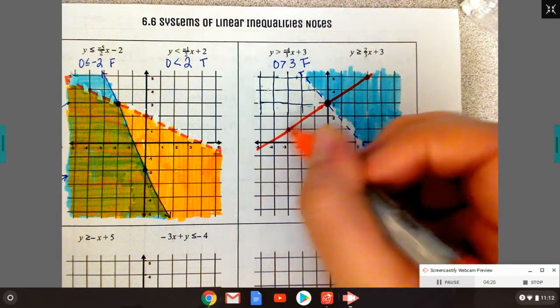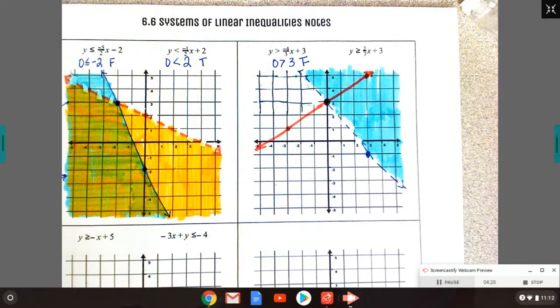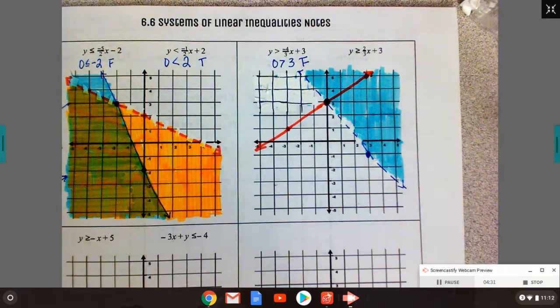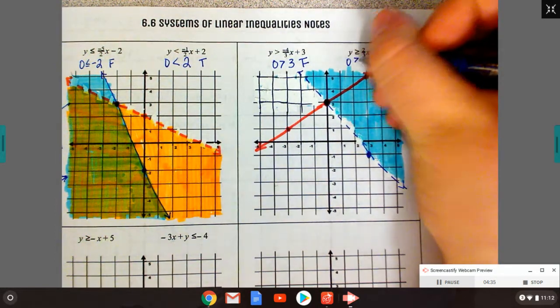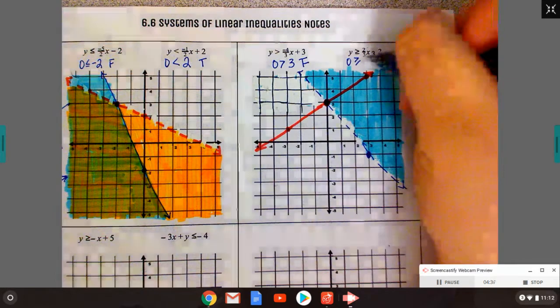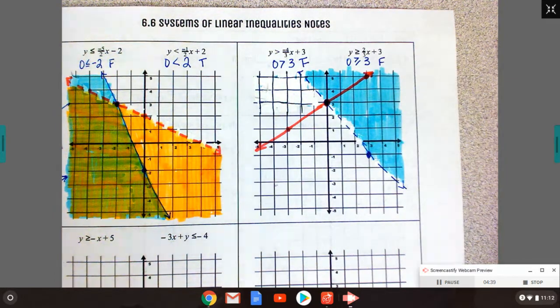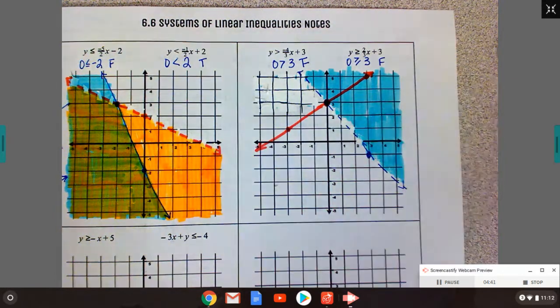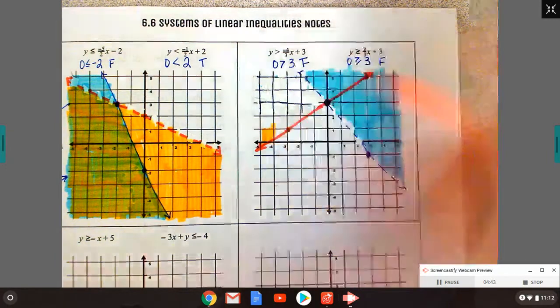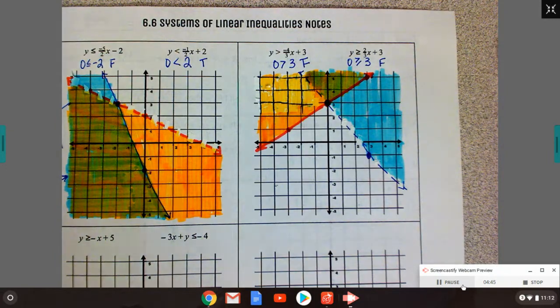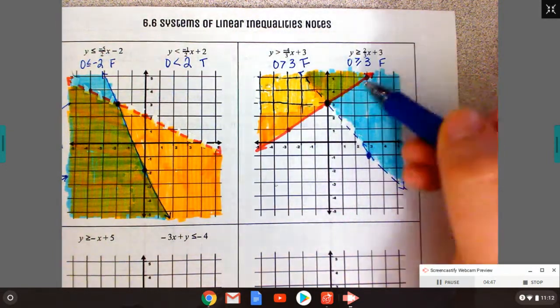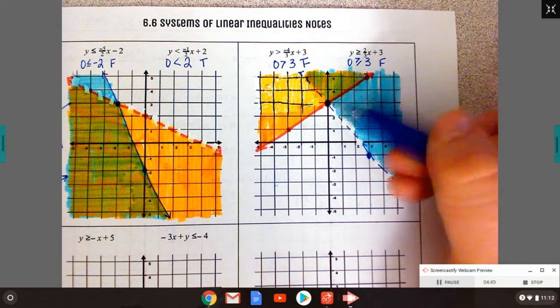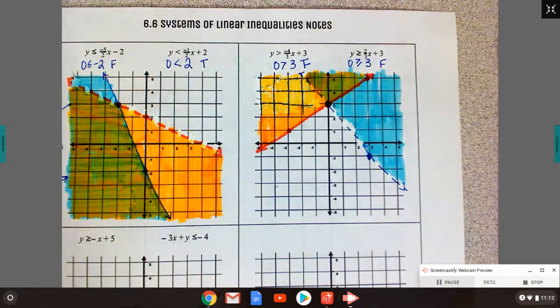This one really is bold, so that's good. All right, and then our shading, it is greater than, so if I had plugged in a 0, 0, it'd be 0 is greater than or equal to 3, which is false. So I don't want to shade on the 0, 0 side. I want to shade on the other side up here. So our solution is right in this region. Everything in this region, including the orange line, not including the blue line because it's dashed.